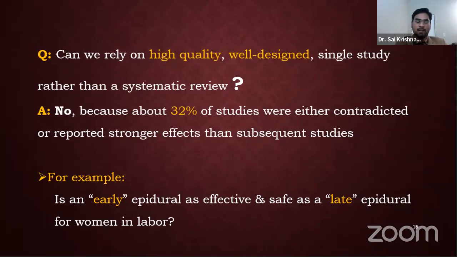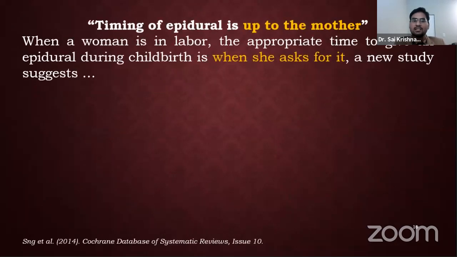So this is our example, which clearly states the significance of systematic reviews in decision making. So this is the question, and after a lot of research, recent evidence suggests that the timing of epidural is completely up to the mother, meaning whenever a mother asks for it, a physician or a GP or a surgeon should give her an epidural injection. So this is what a recent study suggests. But my question is, can we rely on this finding? Can we just rely on this study finding?